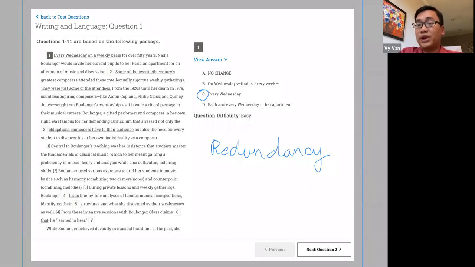Look at B, on Wednesday. That is every week. When you say on Wednesdays with an S, that means you're talking about every Wednesday. And D, each and every Wednesday. Each means every Wednesday, so you don't have to keep repeating yourself. So the answer is C.